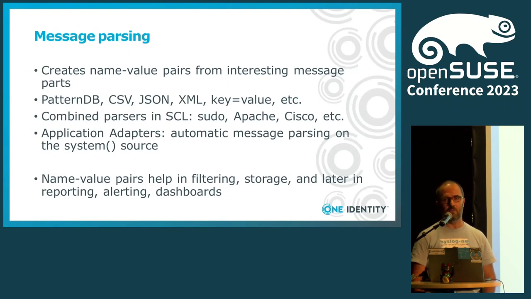It can also help in log storage. I mean, quite a few users mentioned that some applications send very verbose log messages, but they only need a small fraction of the data for later analysis. And when you have your hosting in the cloud, it can really matter a lot in pricing if you forward just gigabytes of log messages instead of terabytes of log messages. If you have name value pairs, then it's much easier to create reports, alerts, or dashboards later on from these log messages.